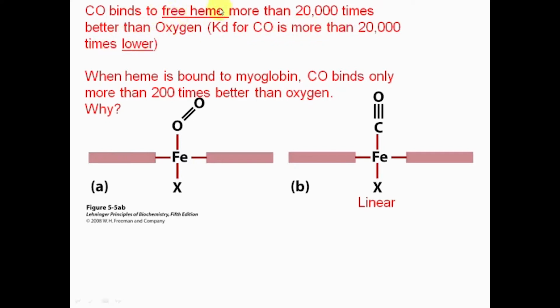So when I say free heme, that means that the heme is not in the hemoglobin. It's just free heme. And so this is why carbon monoxide is so poisonous to us and so dangerous. Because if carbon monoxide is taking up this binding site, then the heme cannot carry oxygen. And we essentially starve our body and our cells of oxygen.